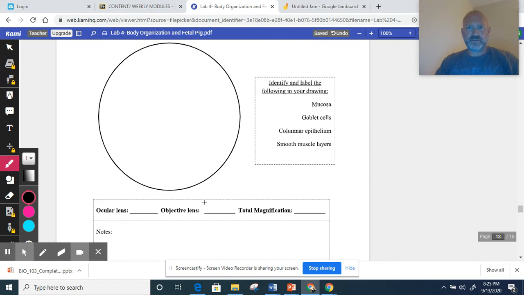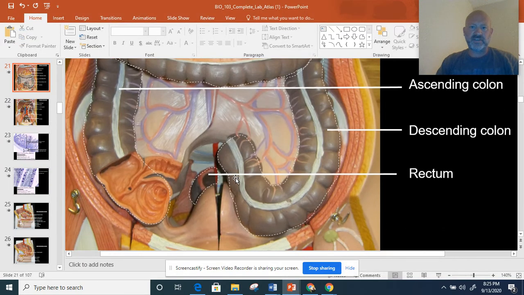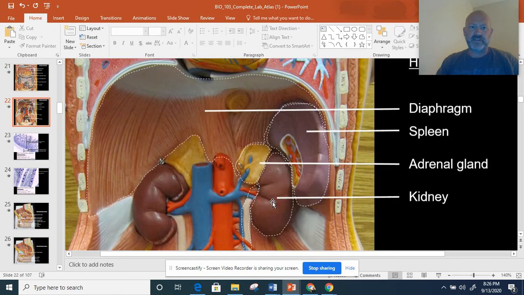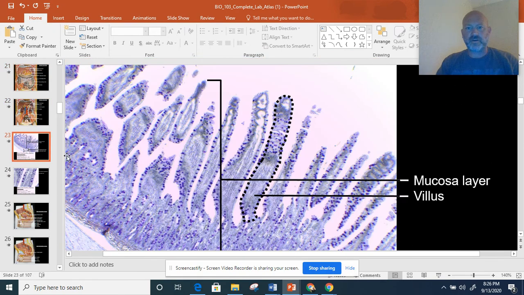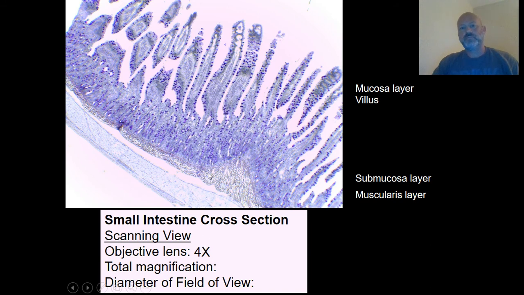So let's go to the lab atlas and see what it is that we need to look at. Now, the lab atlas is a great tool because it summarizes everything that's in the lab, right? So if we go here, we would see this is the microscopic image. This is using scanning lens, right? Scanning lens. So this is not very zoomed in, but we could see the layers here.